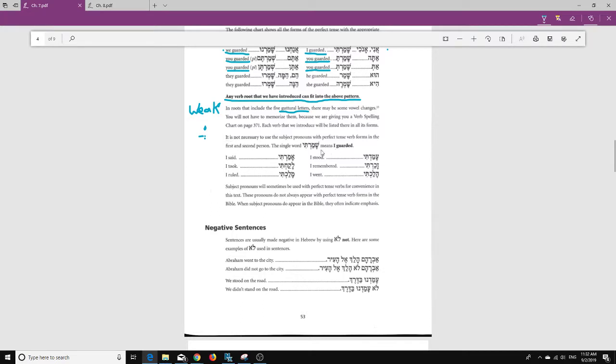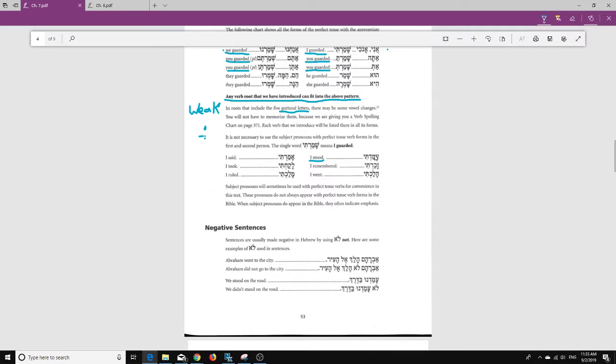Now, with that being said, I kind of alluded to this earlier, and I think we have talked about this in class before. When I say amadti, this could mean "I stood" all on its own. It doesn't actually need the ani amadti or anochi amadti. Because it has this ending, you already know it means "I stood." So you'll find both like this and with the pronoun. Just be aware and ready to translate either one.